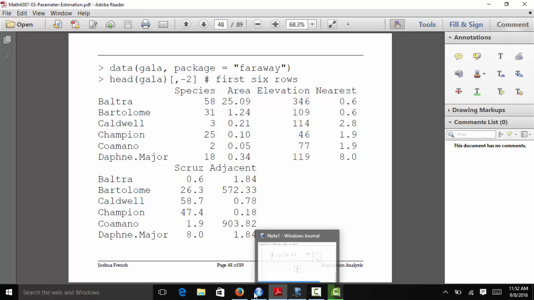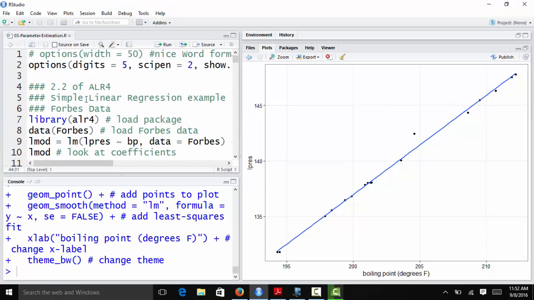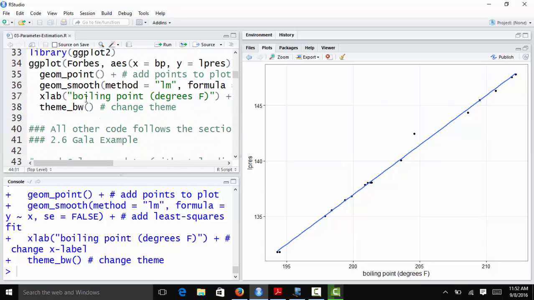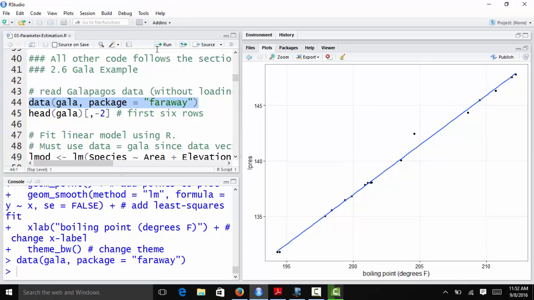So let's go to R and actually start looking through this. The first thing we need to do is load the data set, which is in our faraway package. So we use the data function, we specify the name of the data set we want, and then we specify where the data is located. There are different ways of doing this. If you have already loaded the faraway package, you can just type data(gala). But since we haven't done that in this particular set of code yet, we want to specify where the data is located, and it's in the faraway package. So we run that line of code to obtain our data set.